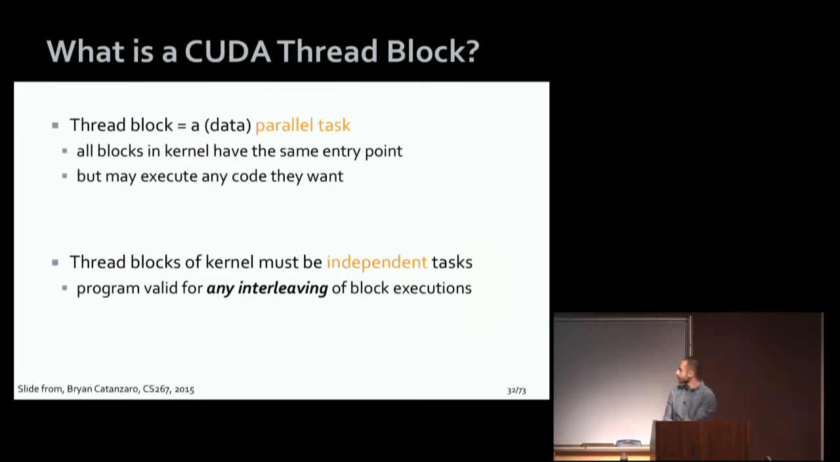So a thread block has a bunch of threads in it that are running in parallel, and all the blocks in a kernel have the same entry point, and they may execute any code they want. So any block can execute a different instruction set than the other block, but within the block they execute the same instruction. And a very important point is that when you write the code, you have to make sure that your program doesn't depend on which block is going to be executed first. You cannot do synchronization between blocks.